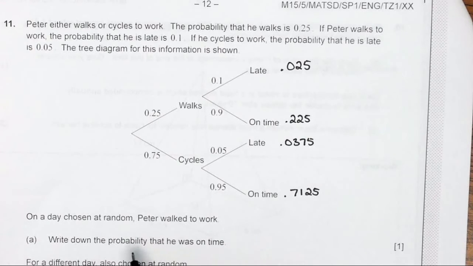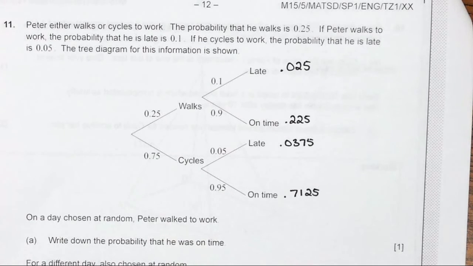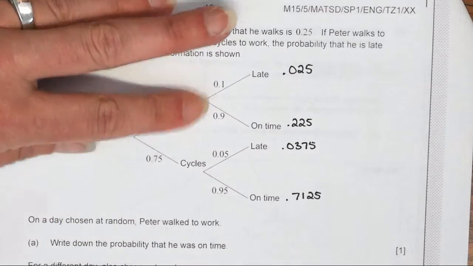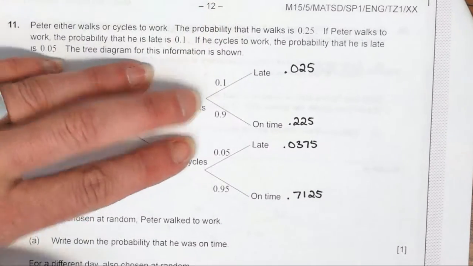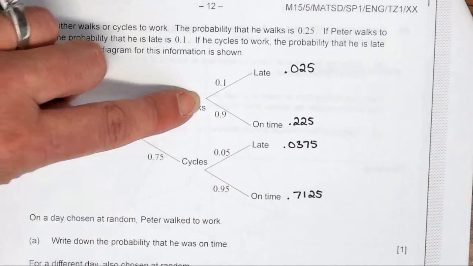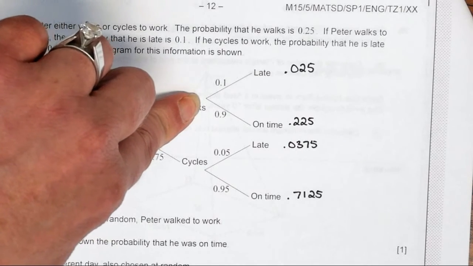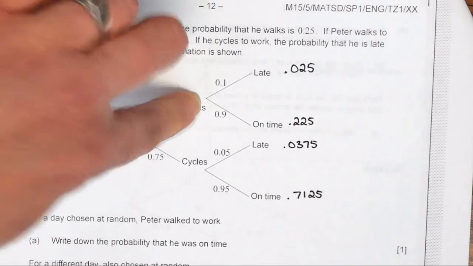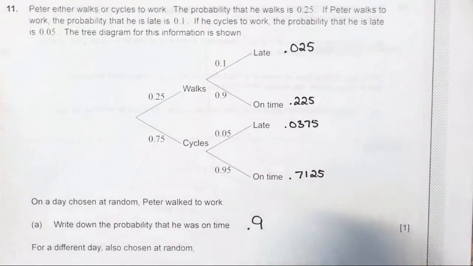So we already know that he walked to work, so this choice is gone. He's already walked to work. What's the probability that he's on time if he walked to work? 0.9. Is that the answer? Yep. See, it just seems too easy.